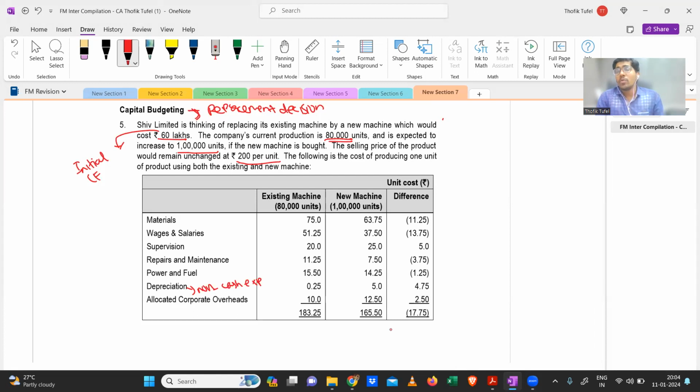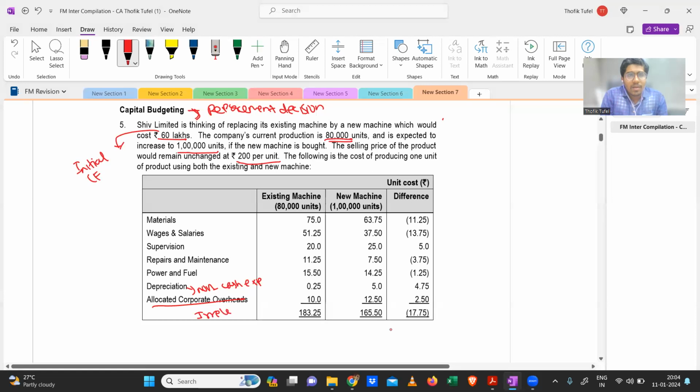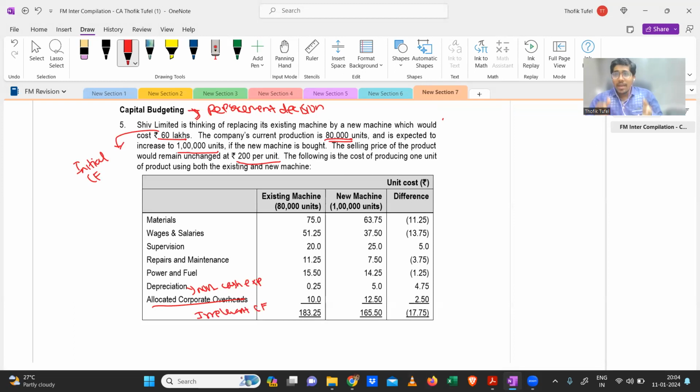Allocated corporate overheads: general overheads and allocated corporate overheads are irrelevant cash flows, because whether you purchase the new machinery or not, this overhead will be incurred. This is just allocated overheads, so we should not consider them. Why are we not considering it? Maybe I have one head office whose cost is 1 lakh rupees, and I am just allocating it to 5 different branches, 20, 20, 20, 20, 20.